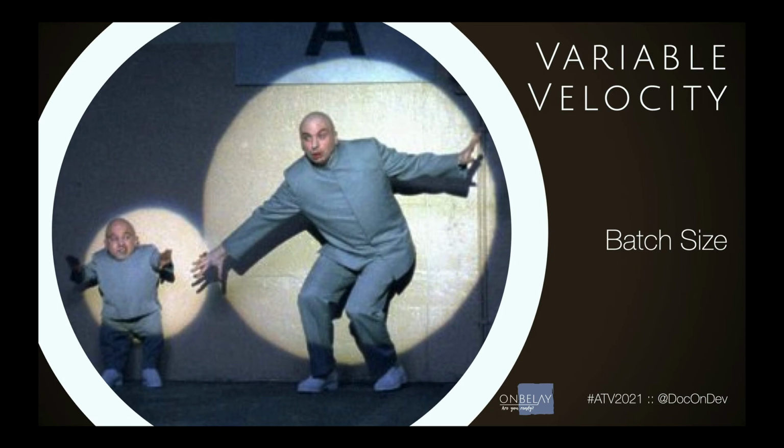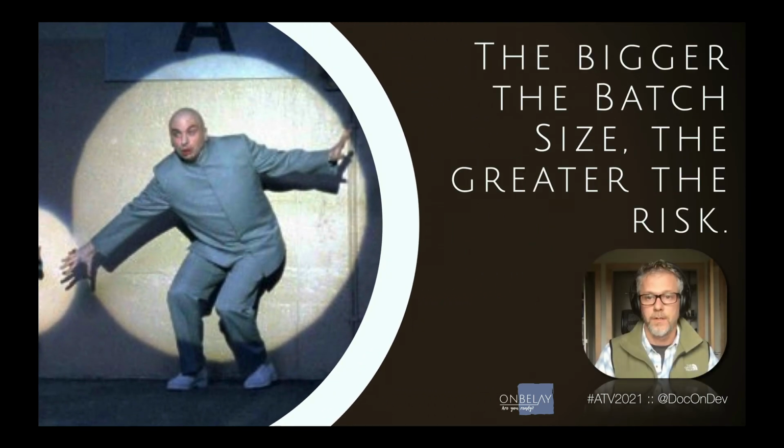All of these are different batches. And the bigger the batch, the worse off we are, right? The bigger the batch, the greater the risk. The greater the risk, the more planning required. The more planning required, the more time it takes. The more time it takes, the bigger the batch. This is a vicious cycle, right? The bigger the batch size, the greater the risk.